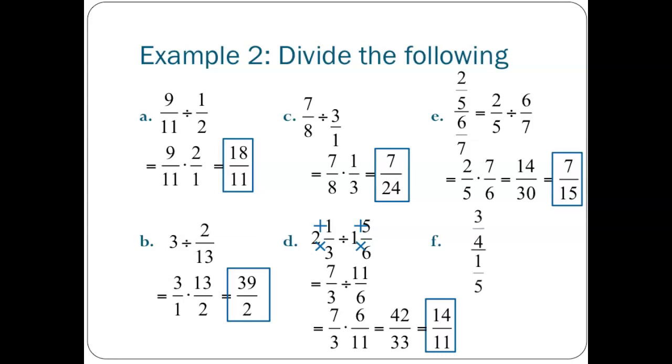Our last problem here, we have 3/4 over 1/5. This is the same as 3/4 divided by 1/5. And so now we can rewrite this as 3/4 times 5 over 1, which is equal to 15 over 4. And that is as simplified as that can be written.